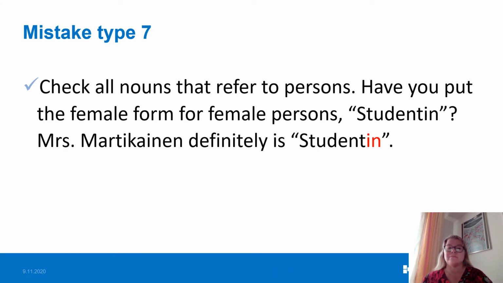Mistake type 7. Check all nouns that refer to persons. Have you put the female form for female persons? Studentin. So if you have a person that is called Mrs. Martikainen, she definitely is Studentin.